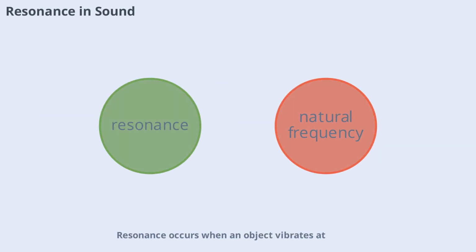Resonance occurs when an object vibrates at its natural frequency due to sound waves. This can make the sound much louder. For example, when you sing a note that matches the natural frequency of a glass, the glass can start to vibrate and even break. Musical instruments use resonance to amplify sound, making them louder and richer.